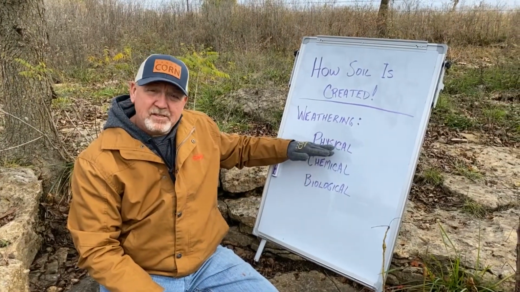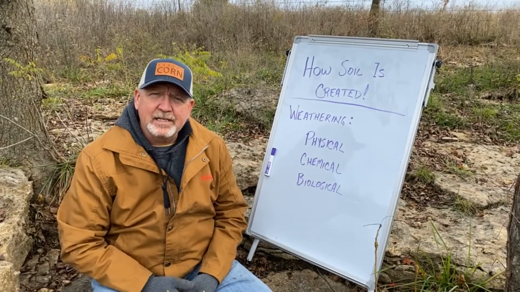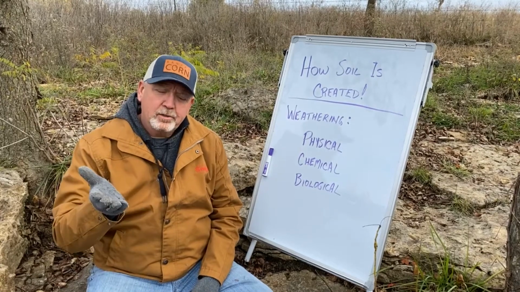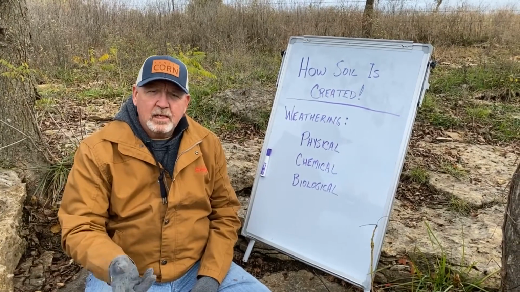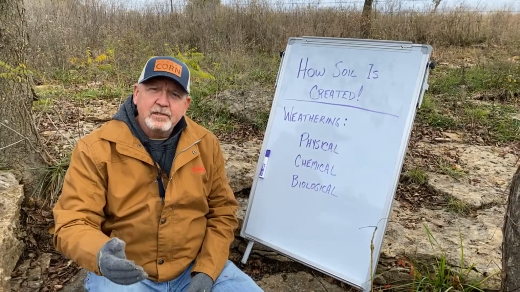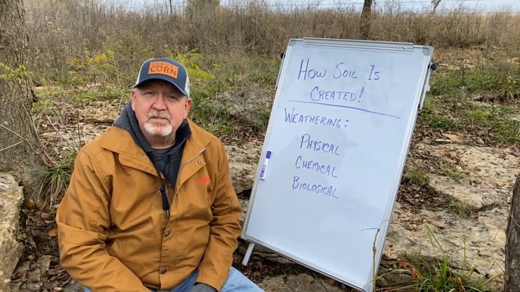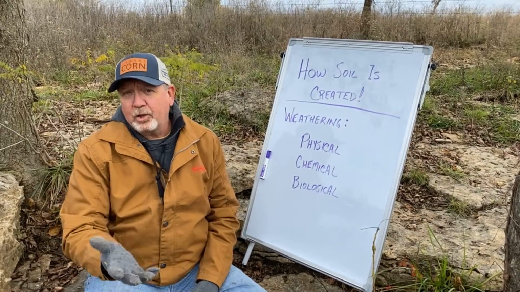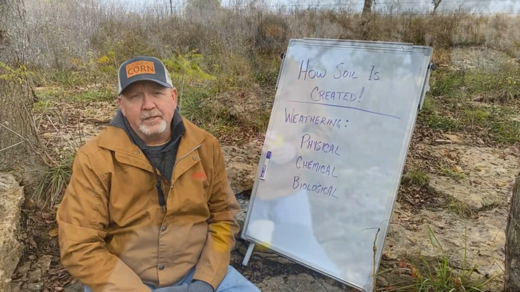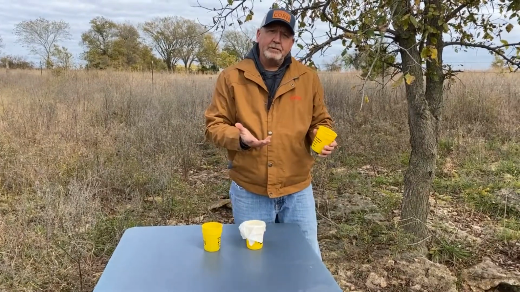Well, let's talk about physical weathering a little bit. First of all, a very good example of physical weathering is simply water washing away rocks. I mean, you've all heard of the Grand Canyon. Well, the Grand Canyon is the Grand Canyon because for 5 or 6 million years, the Colorado River has been washing away the rocks in the Grand Canyon. Another example of physical weathering is just freezing and thawing.